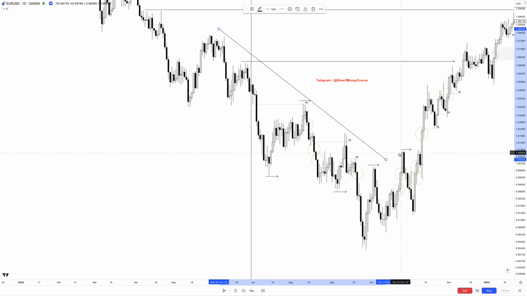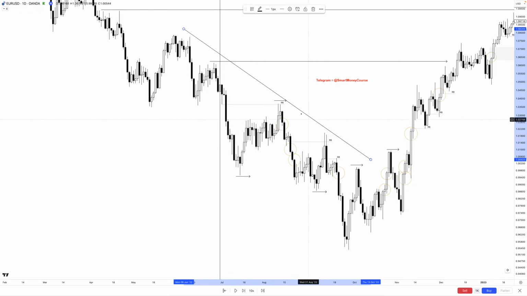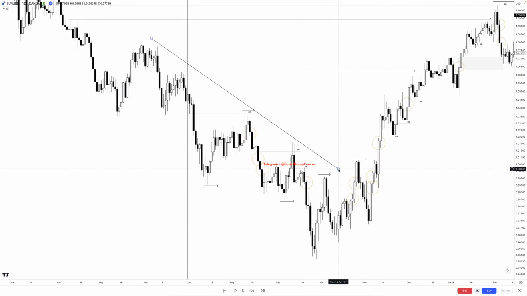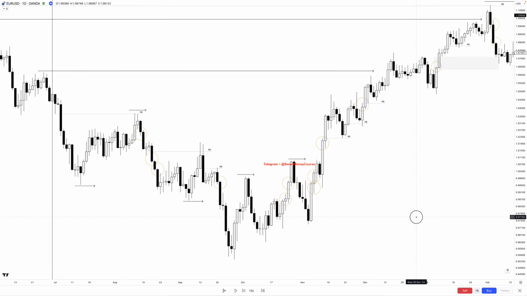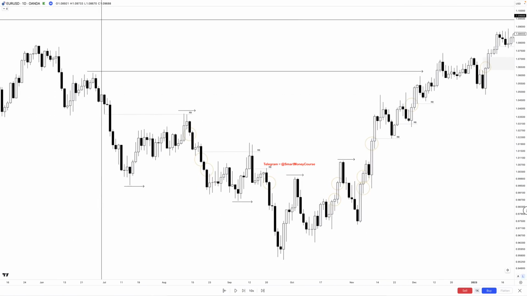So once we start to see them attacked, we likely see them all start to get attacked, especially when we see structure and momentum change. Okay, so let's go back to this bit of price action.